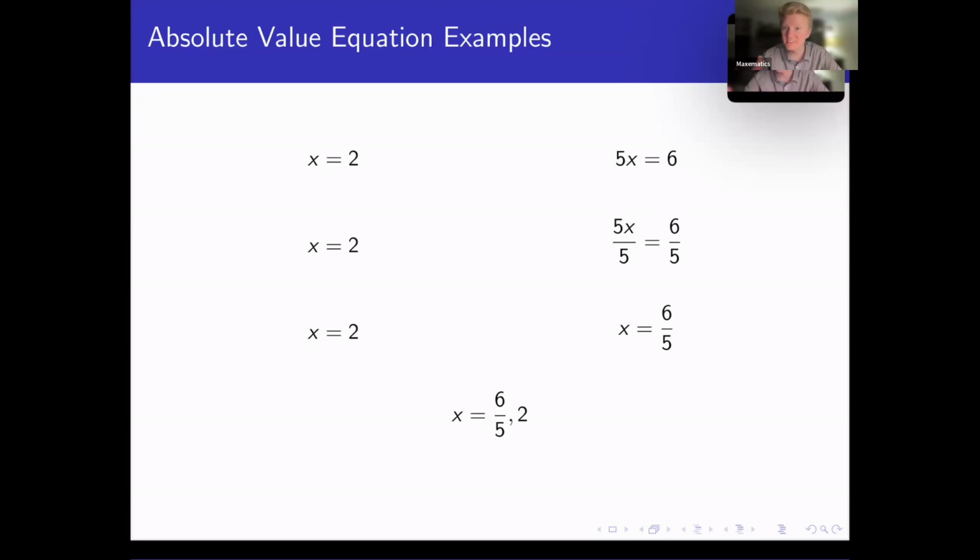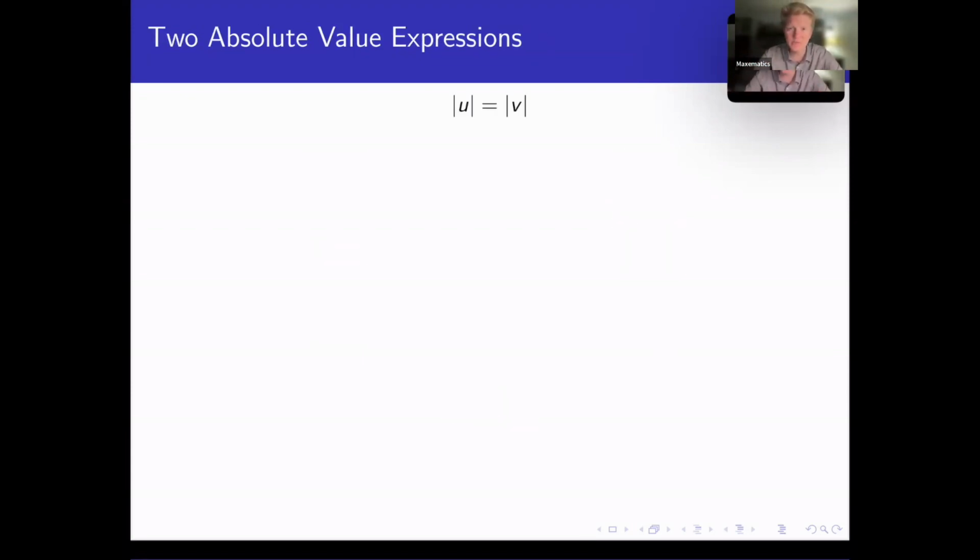So for constants or expressions, make one side positive, then make a separate equation where the right side is negative. That's it for both constants and expressions. Okay, what about the case where we have absolute value of u equals absolute value of v? We have a double absolute value. Well, let's apply the rules that we have created, but let's apply them twice.